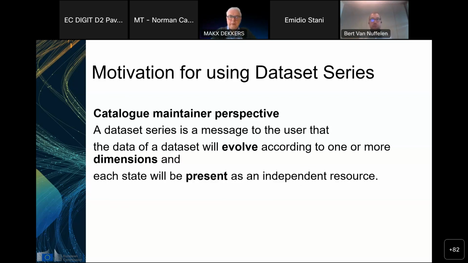Another perspective could be that we want to give a message, saying: look, the one who sees and finds this dataset series will know that the data connected through this dataset series is somehow evolving according to what I call here a dimension, according to temporal evolution or spatial evolution or some other evolution. And I somehow coherently manage this. And each dataset in the collection presents an independent state of affairs. And I want to share that, I want to make that visible.